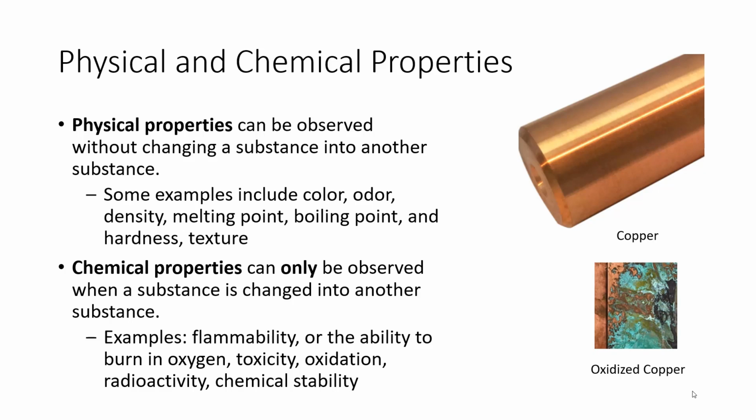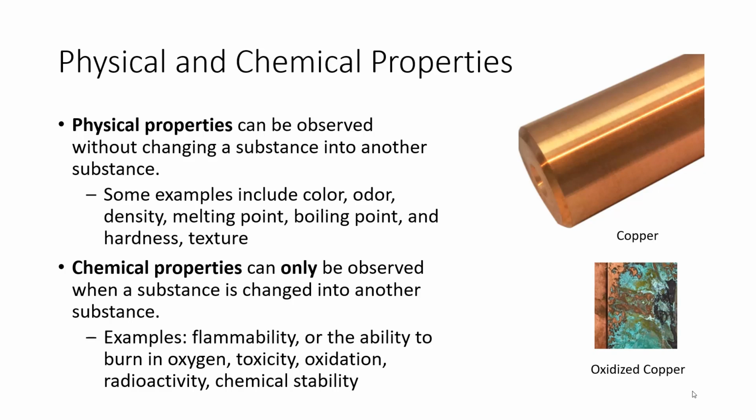Let's take, for example, copper. If we were to observe a sample of copper, we would notice the color of copper is a metallic copper color. Copper has a bit of a metallic smell. We would comment on the texture. Copper is smooth. If we wanted to look up the boiling point and melting point of copper, we could do that. So all of these, color, odor, texture, and so on, are physical properties.